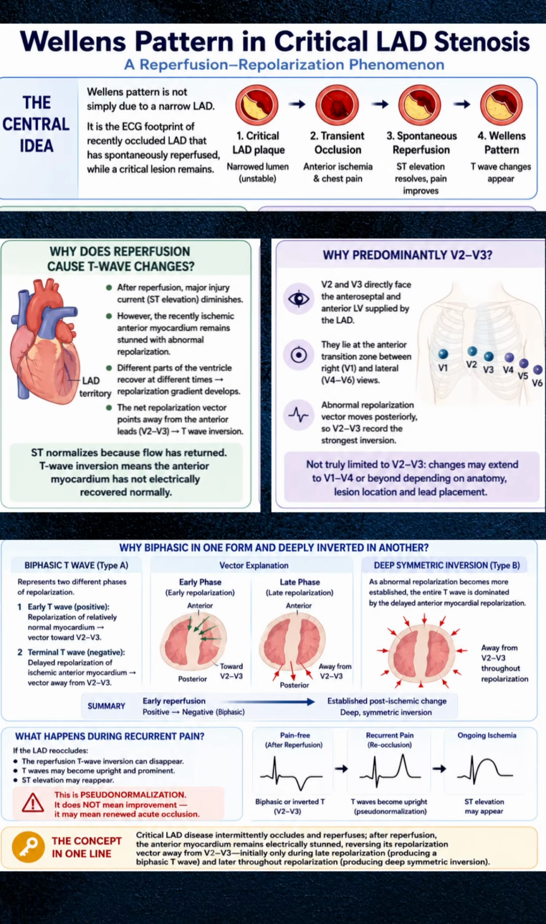So the Wellens syndrome is of two types, type A and type B. In type A, there is a biphasic T wave pattern, which indicates early T wave repolarization through a relatively normal myocardium, indicating a positive wave, followed by a terminal negative wave, which indicates delayed repolarization through an ischemic myocardium. In contrast, type B indicates deep, symmetric and inverted T waves, indicating a more established repolarization gradient, leading to such presentation.